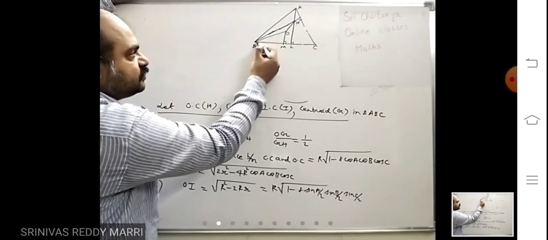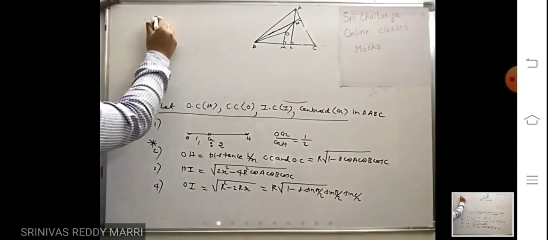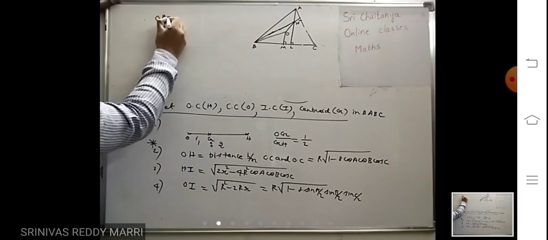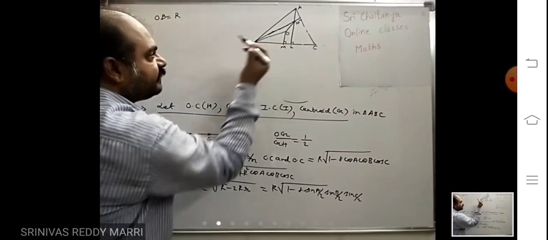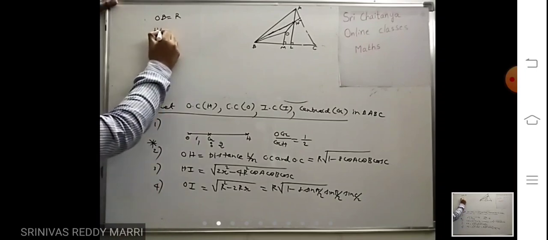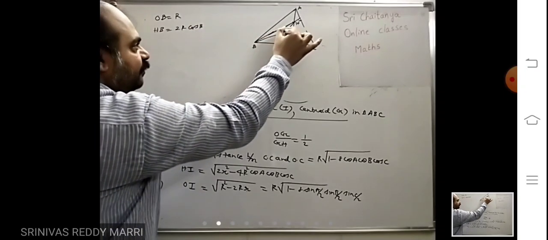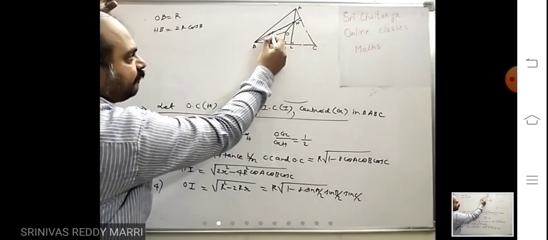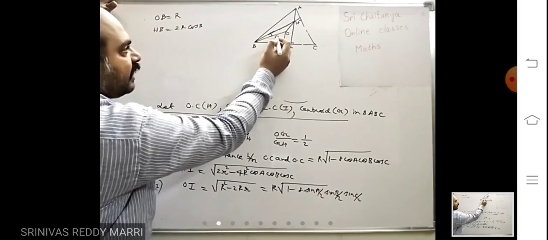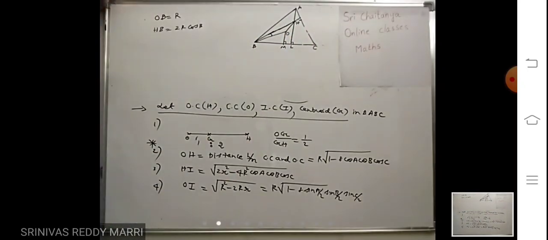Now look here. This OB distance is nothing but the distance of the circumcenter to the vertex B. Distance of circumcenter to any vertex is the circumradius, capital R. And HB is the distance of orthocenter to the vertex B, which we calculated yesterday: 2R cos B. According to the cosine rule, if you know two sides and their included angle, you can calculate the third side, that is OH.